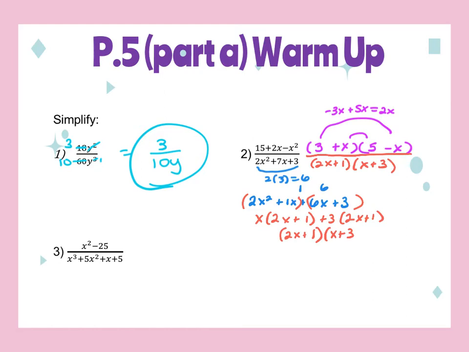And then from both my numerator and my denominator, I have an x plus 3. One's 3 plus x, one's x plus 3, but remember, addition doesn't matter the order. So those get canceled through, and my overall answer here would be 5 minus x over 2x plus 1.